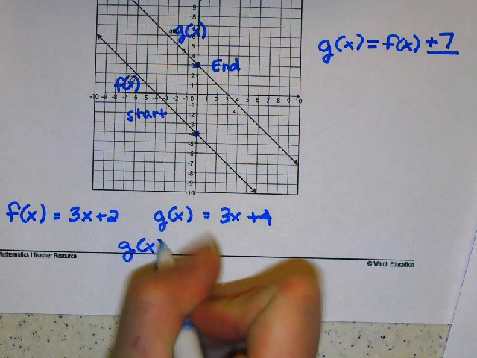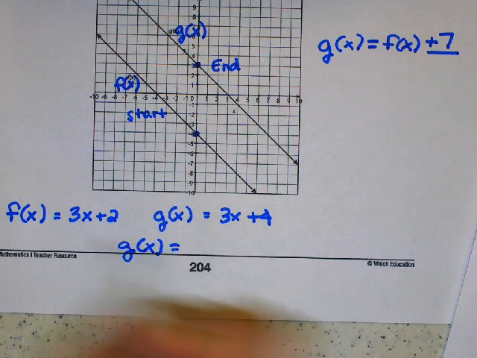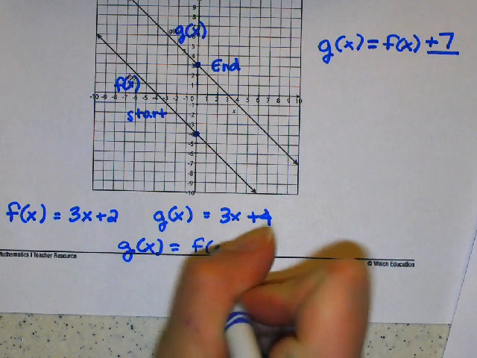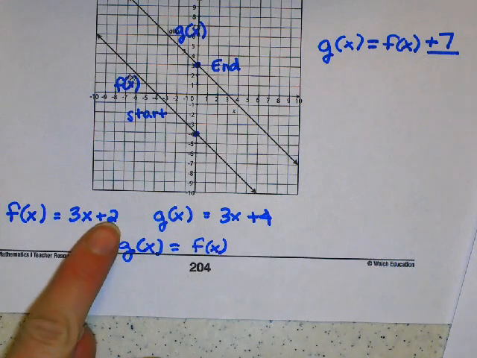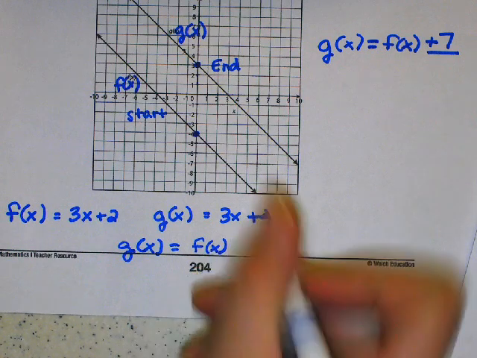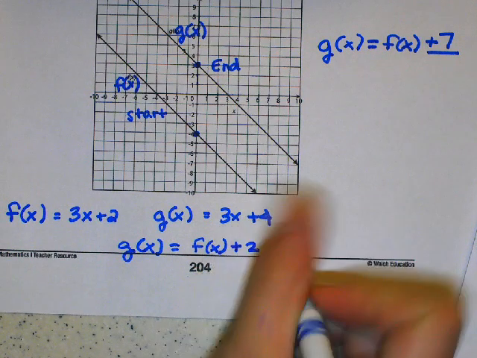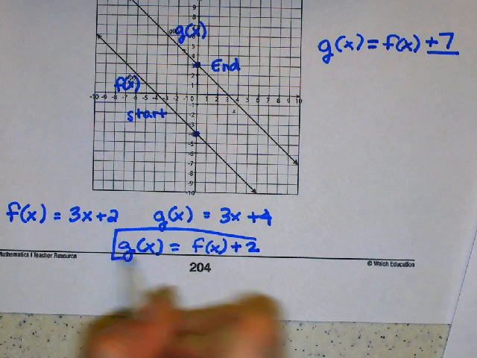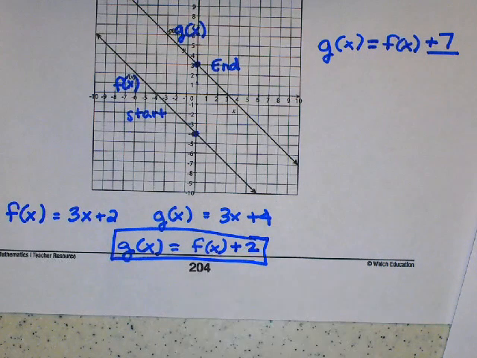I'm going to say g of x equals, well, you start with f of x, and then how much would I have to add to that 2 to get up to 4? Well, I'd only have to add 2 more. So that's what that would look like.